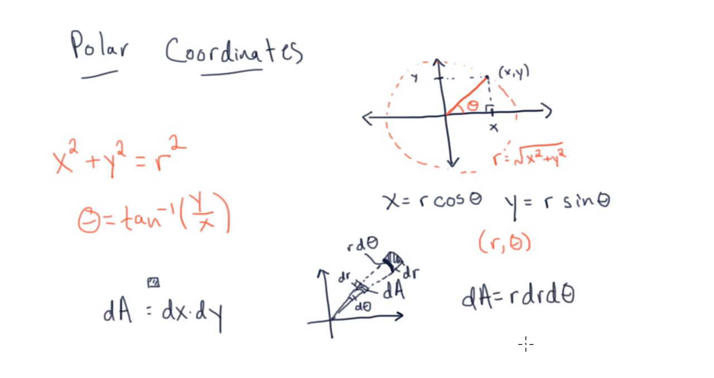So when you're doing the change of variables, instead of putting in dx dy, I want to replace dx dy with r dr d theta, which actually adds a variable r into the integrand. So it's going to actually interact with the function that you're integrating.